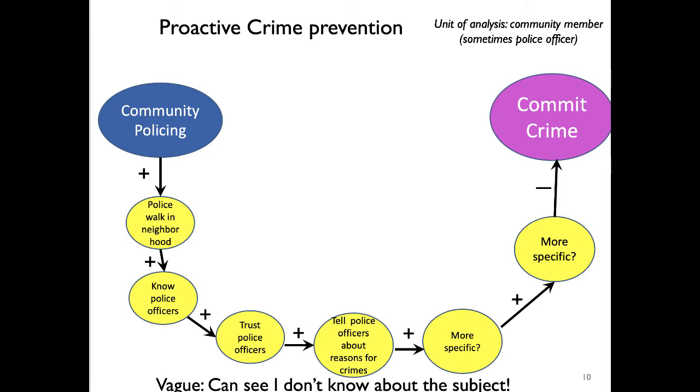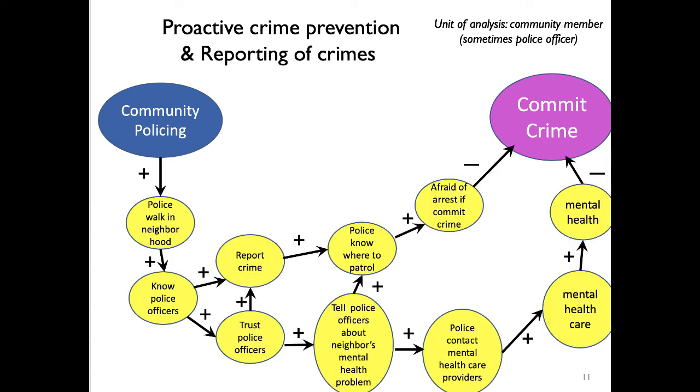So again, some of this is kind of vague. You see, I don't know what I'm talking about. And particularly over here, I put "more specific" where I thought it was lacking. So here I've tried to do a bit better. And I've also tried to put in some more mechanism, or a different mechanism depending on your perspective. So I've talked about people telling police officers when neighbors have a mental health problem. And then the police can contact mental health providers and try to get help.